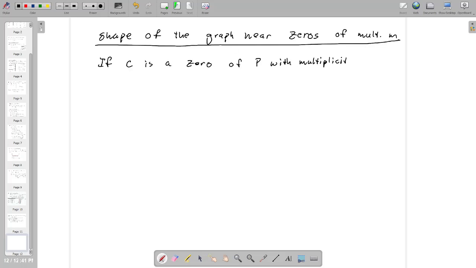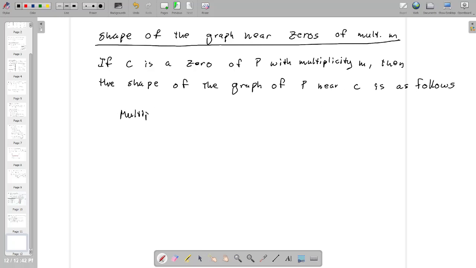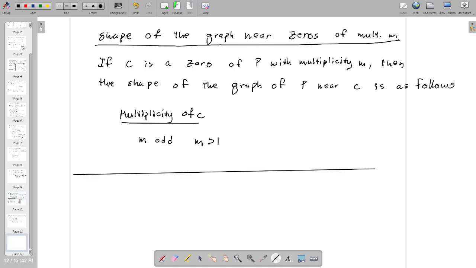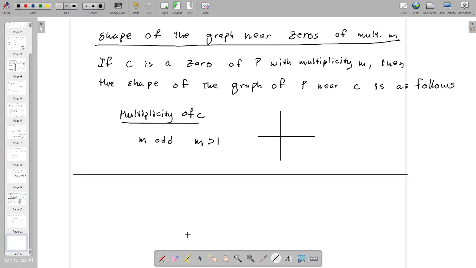Shape of the graph near zeros of multiplicity m. If c is a 0 of p with multiplicity m, then the shape of the graph of p near c is as follows. If m is odd and m is greater than 1, then we'll see this type of graph. We'll either have it going from bottom to top, or we might be going from top to bottom. This might remind you of something, and it should.